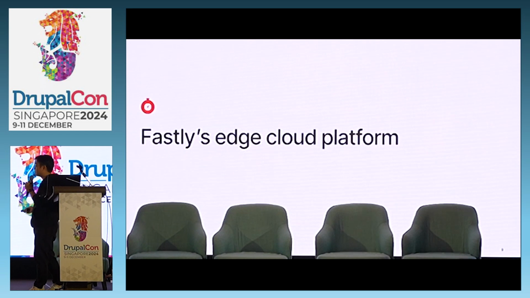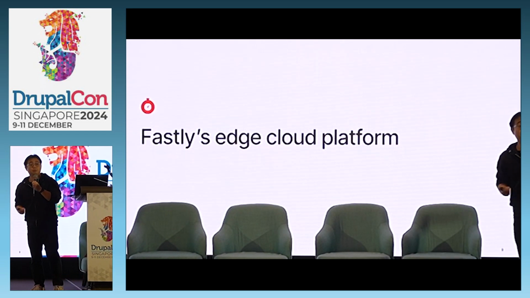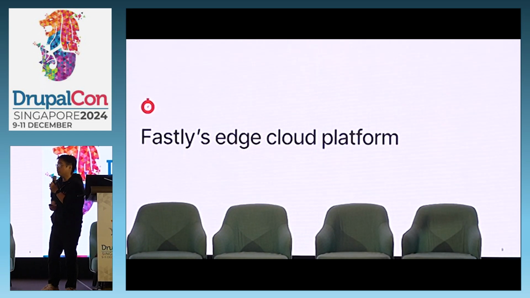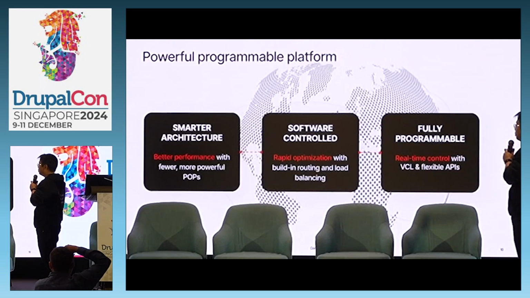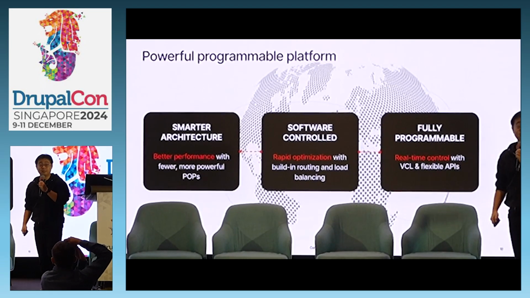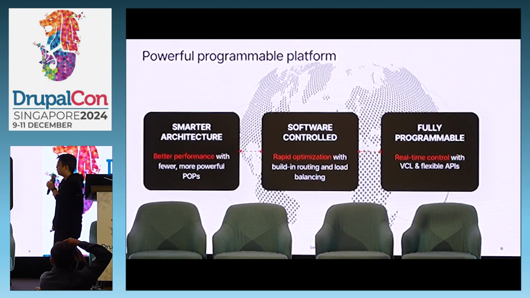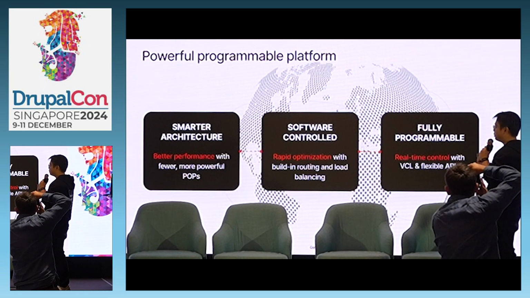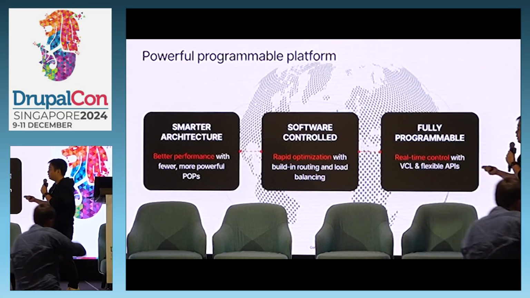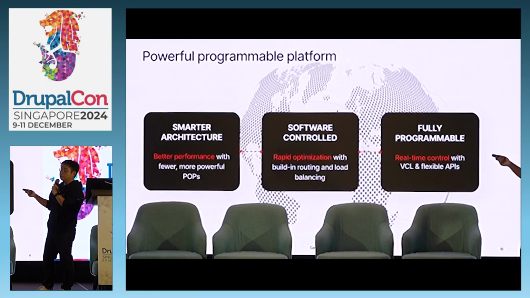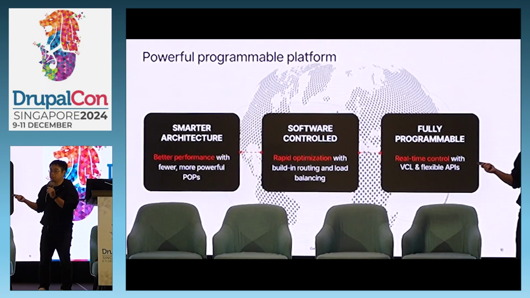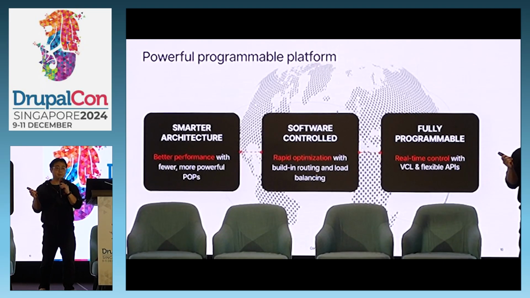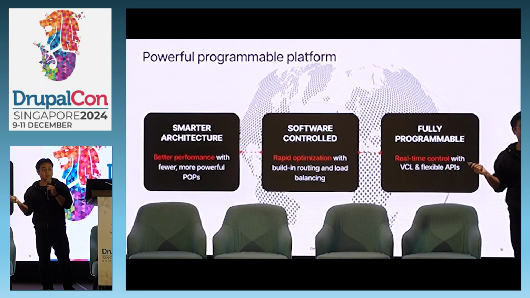Right, Fastly has an edge cloud platform, but for those of you who may not be so familiar or use CDN all that much, I'm going to walk you through very, very quickly what makes Fastly special or different and how we do it better than everyone else. So the way we've built our network and the architecture of it, there are three big things that we want to focus on today. The first one is we do use a smarter architecture, and that means that with fewer POPs, but more powerful POPs, we're able to achieve better performance.